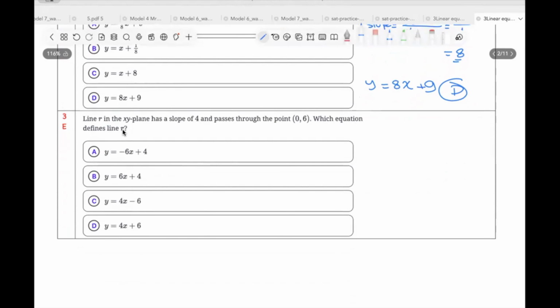Question 3. Line R in the xy plane has a slope of 4 and passes through the points (0, 6). Which equation defines R? This is an easy question.